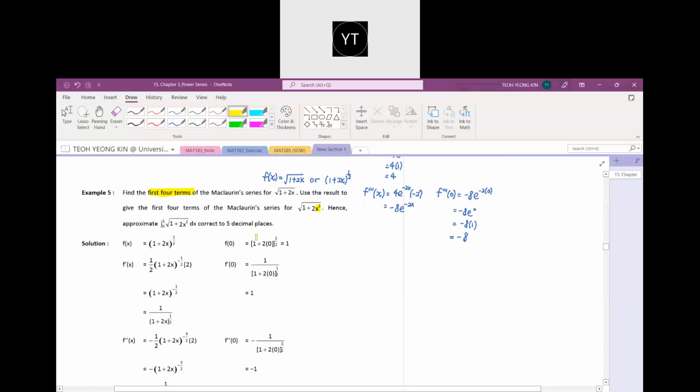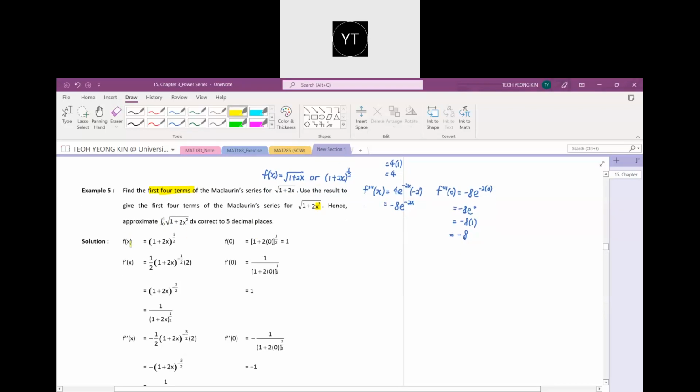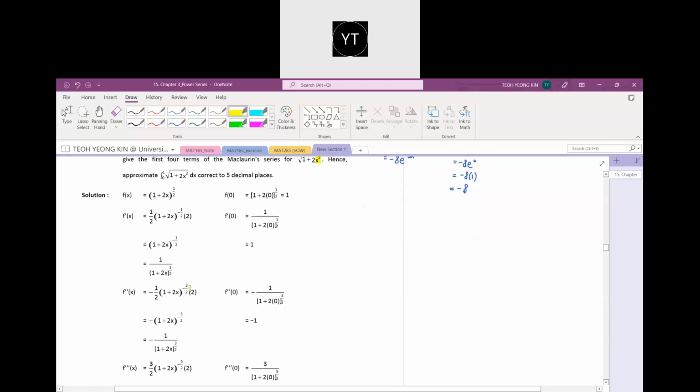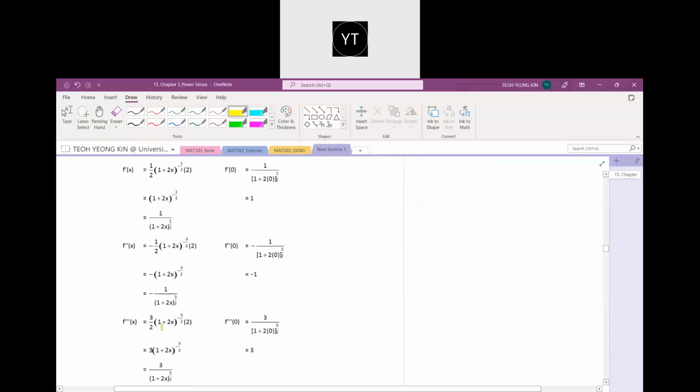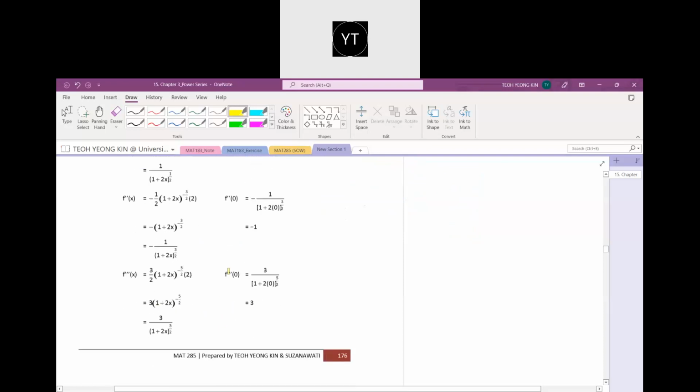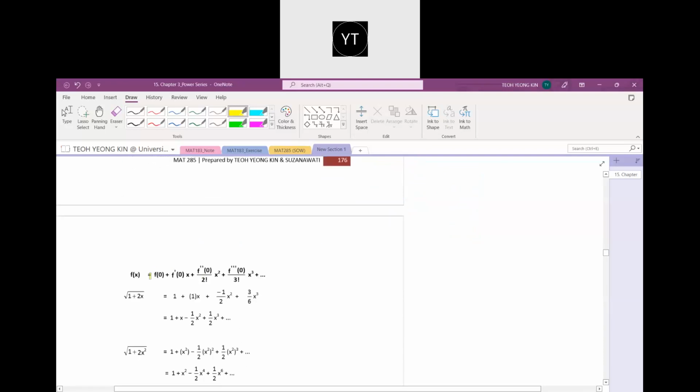Like I mentioned before, for f(x) in the Maclaurin series, we substitute 0. First, the function, substitute 0. Differentiate the function, substitute 0. Differentiate again, second derivative, substitute 0. And the third derivative, substitute the value of 0. The first part here is all the same. So this is the function, and this is the Maclaurin series. We just substitute this value.